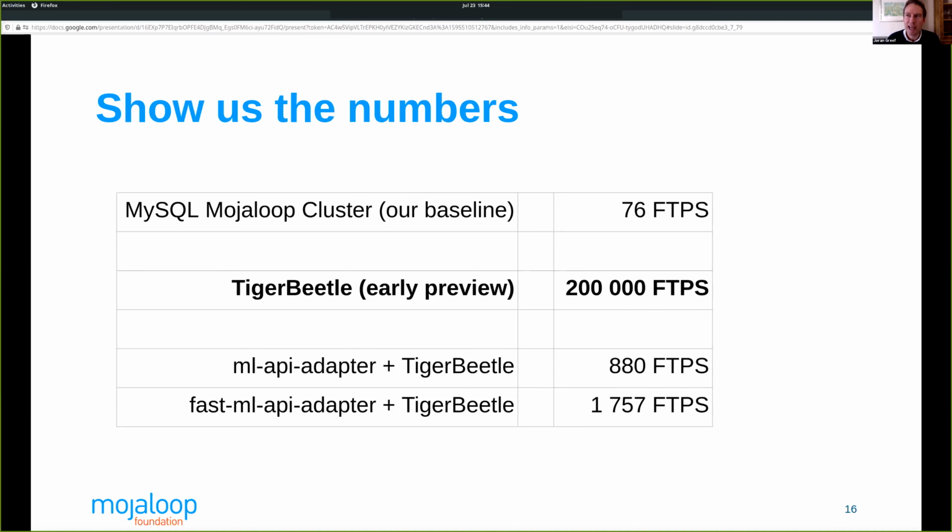It was in the Node stack, it was in Hapi. So in the end we wrote something called Fast ML API adapter, which does exactly the same as Mojaloop's current ML API adapter for the happy path. It just uses Node's raw HTTP. And with that, with just a single Node process, just one pod plus TigerBeetle, we could get 1,757 transfers per second. Again, that's per pod.